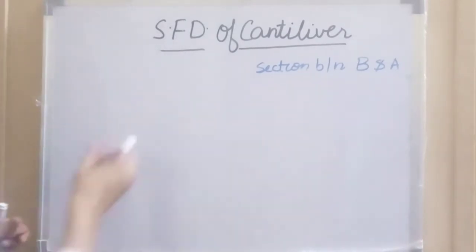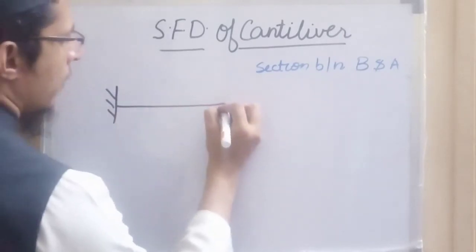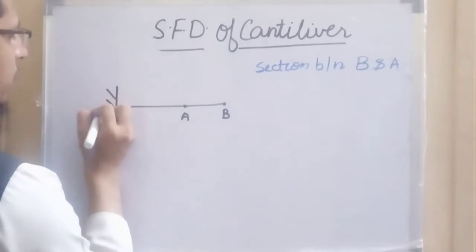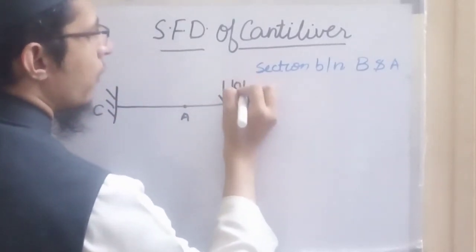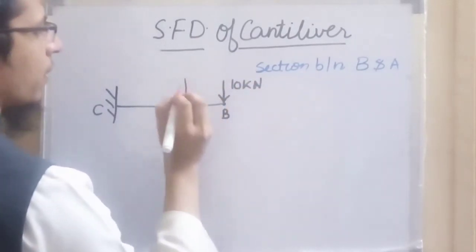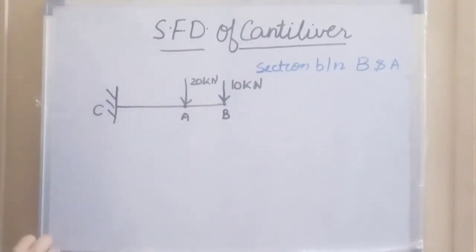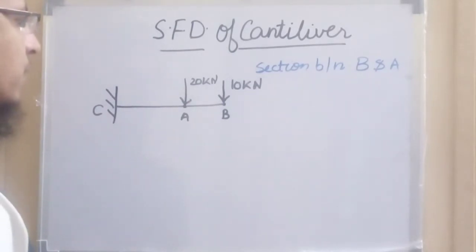So again we are having a cantilever. This is point B, this is point A, this is point C. Here at point B we have a 10 kilonewton load, and at point A we have a 20 kilonewton load, suppose. Then how will we find the shear force at each section?